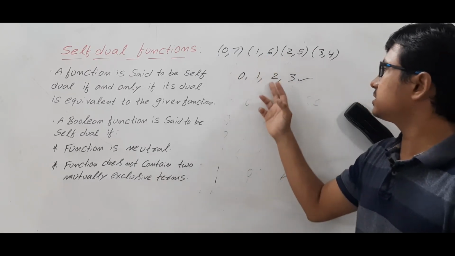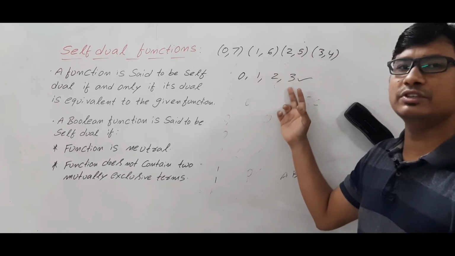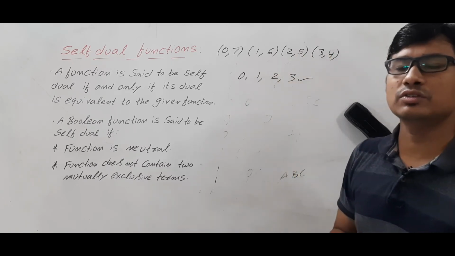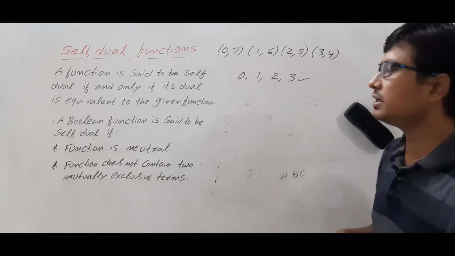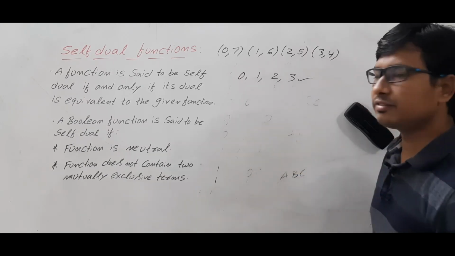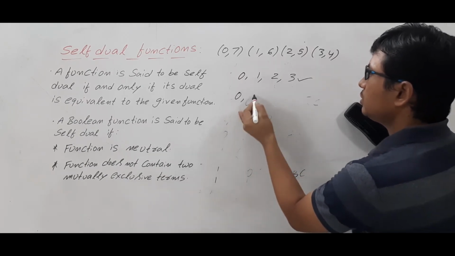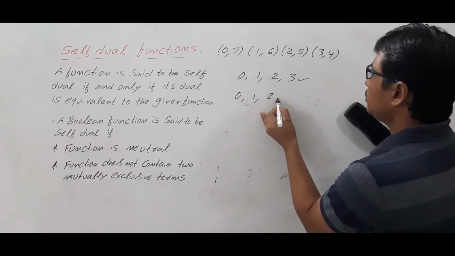Similarly, 1 is there, 6 is not there. 2 is there, 5 is not there. 3 is there, 4 is not there. This is one self-dual. And if I find another self-dual, it will be 0, 1, 2, 4.